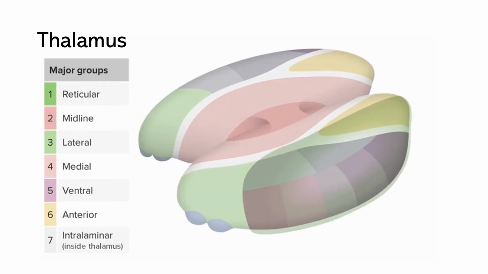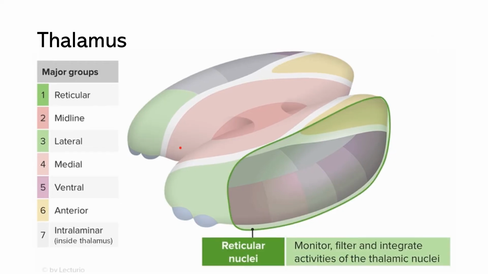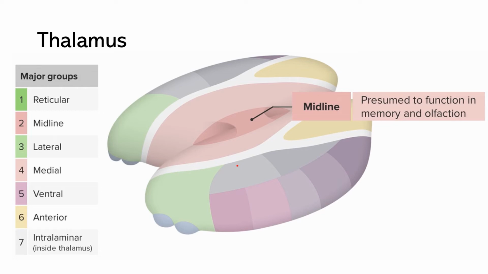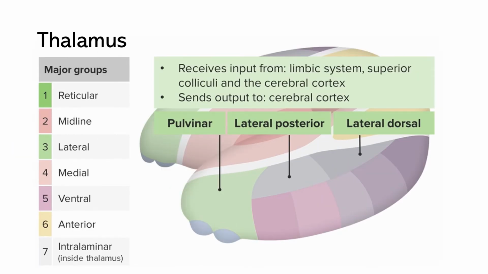The thalamus actually has 7 major groups of nuclei. These include the reticular nuclei, which monitor, filter, and integrate activities of the thalamic nuclei. The midline nucleus, which is presumed to function in memory and olfaction. Next, we have the lateral group, which is made up of 3 different nuclei or 3 different areas. These are going to receive input from the limbic system, the superior colliculi, and the cerebral cortex, and they are going to send output to the cerebral cortex.